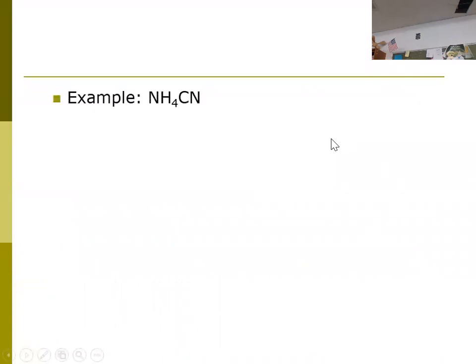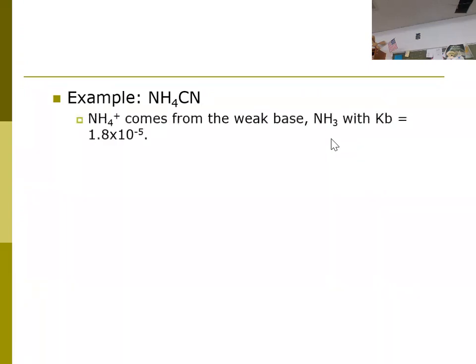So example of this: NH4CN. NH4 comes from a strong or weak base? Weak base. CN comes from a strong or weak acid? Weak. HCN is a weak acid. So I cannot just automatically assume it's neutral. Because if it's a weak and a weak, I just cannot make that assumption. If it's a strong and a strong, I make the assumption and it's neutral. So in this case, I have to compare the Ka and Kb values.